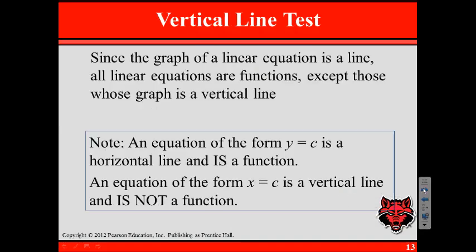Since the graph of a linear equation is a line, all linear equations are functions, except those whose graph is a vertical line. Also note that an equation of the form y equals a number is a horizontal line and is a function. An equation of the form x equals a number is a vertical line, and so by definition, it is not a function.